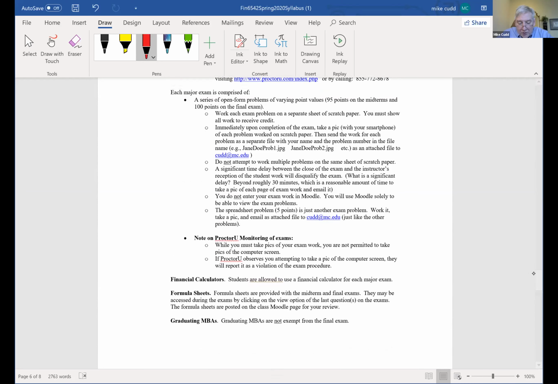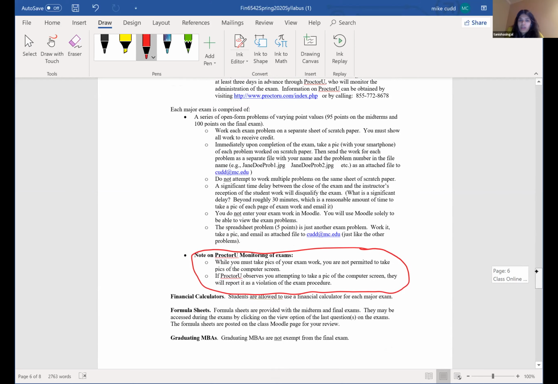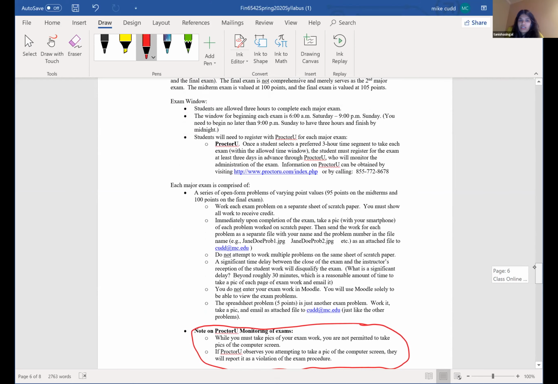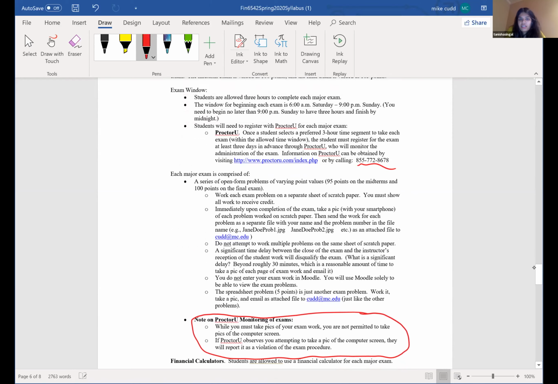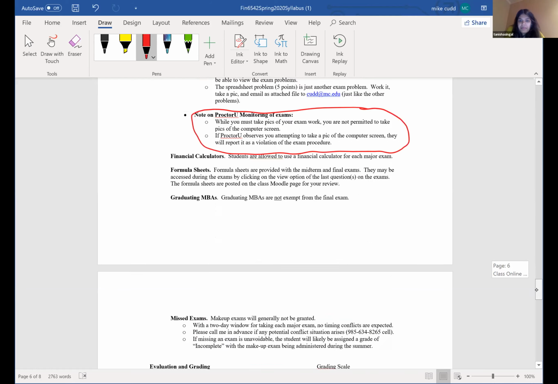However, the major exams, not the weekly quizzes, will need to be proctored. I've given you some information in the syllabus on how to contact the proctors. You'll need to register for the exam on their website, but that's a few weeks away.